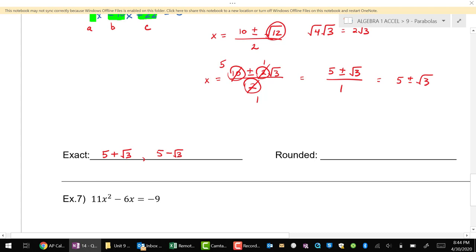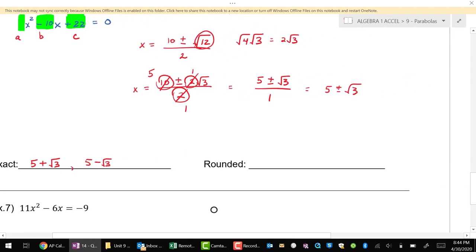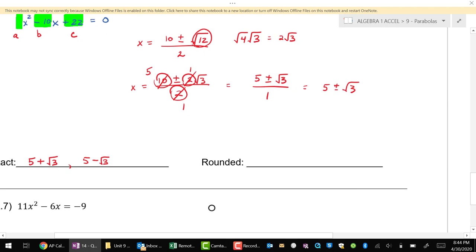With my calculator, let's get the rounded answers. Add 5 plus root 3 together. Press enter and round to 2 decimal places. 6.73 would be that approximate value. And then I believe 5 minus root 3 is 3.27.